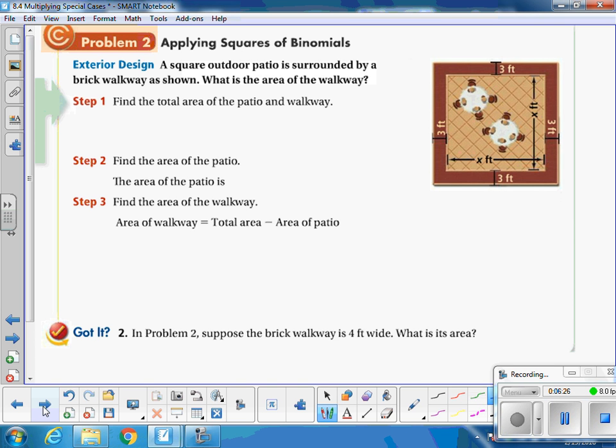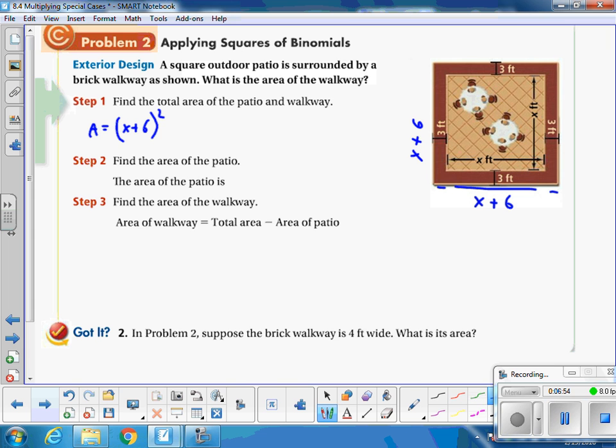We know that this side right here is x plus 6, because I've got my 3 feet and my 3 feet plus my x that's happening, and this side over here is also x plus 6. So I know that the area of the total is going to be x plus 6 squared. x plus 6 times x plus 6.